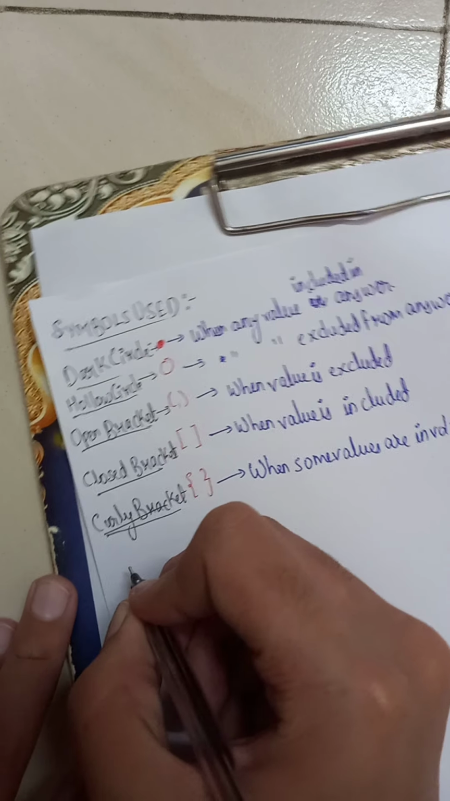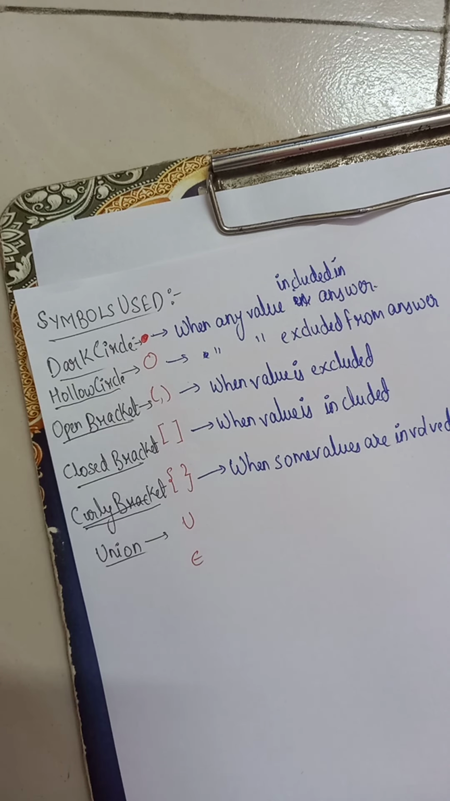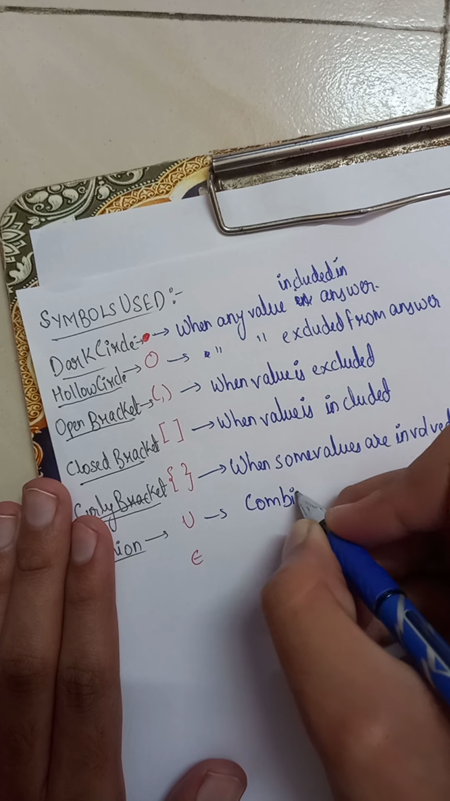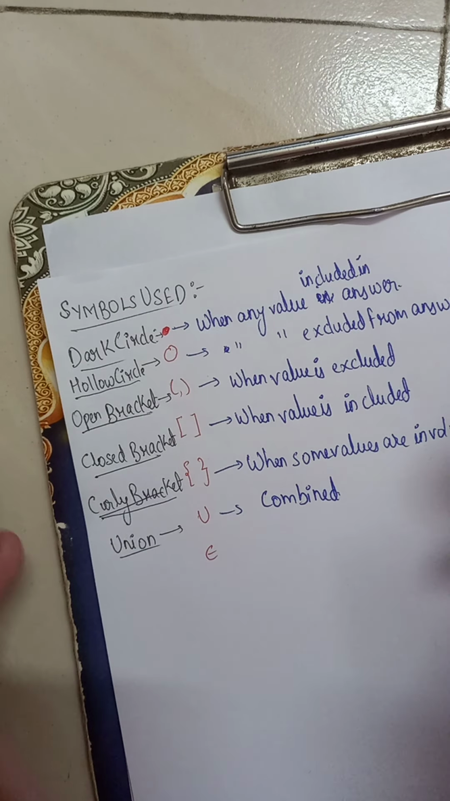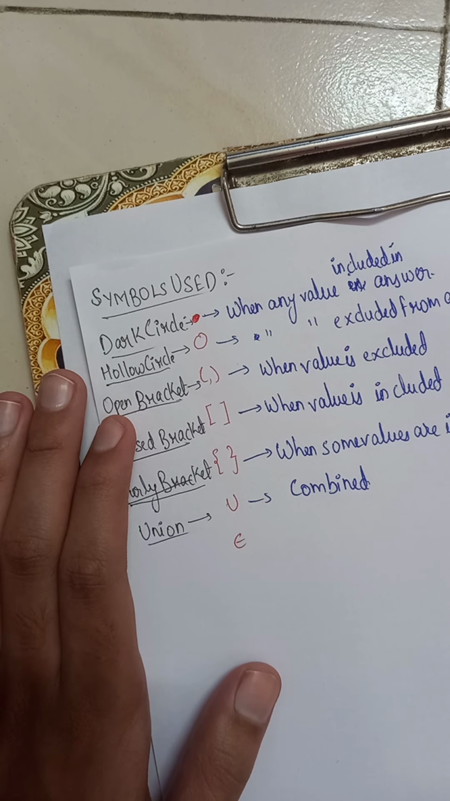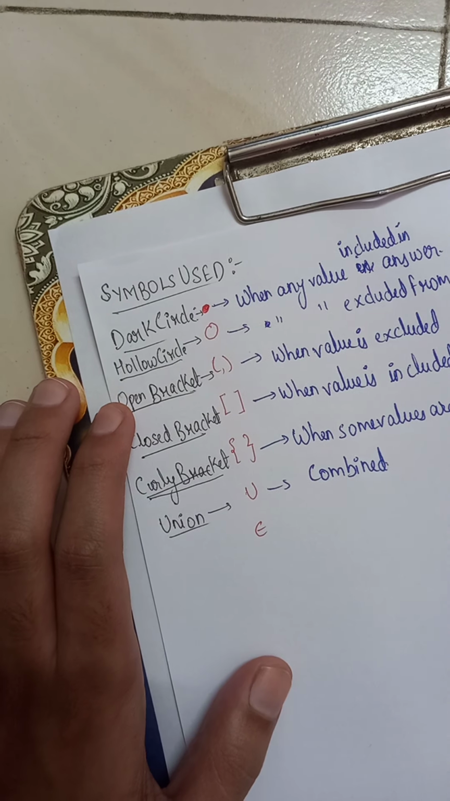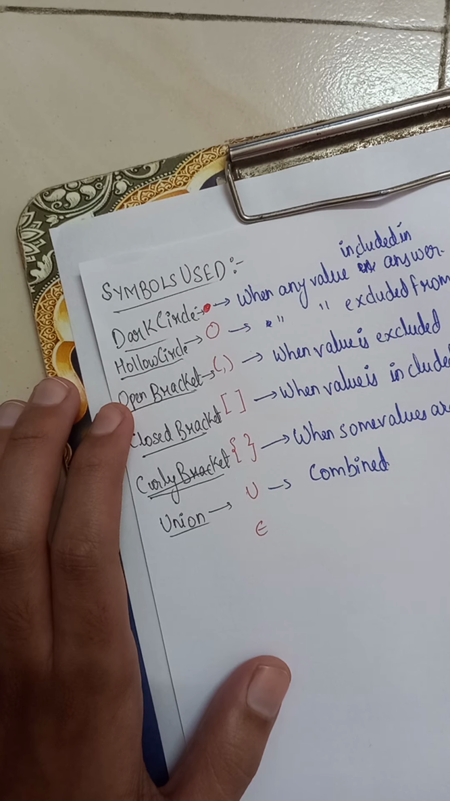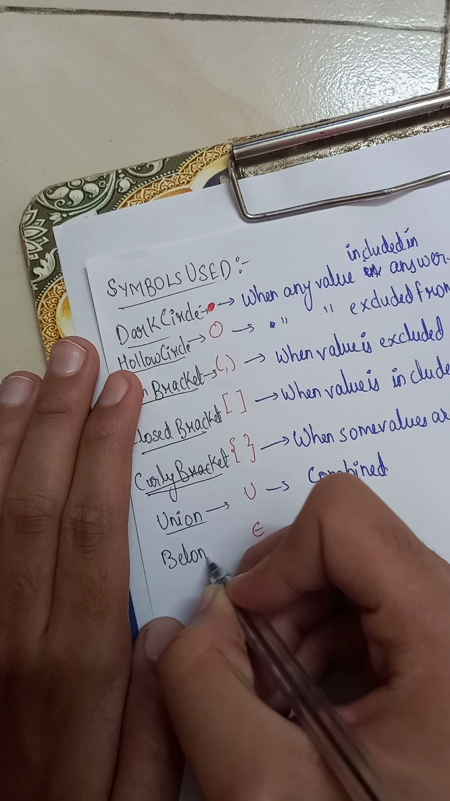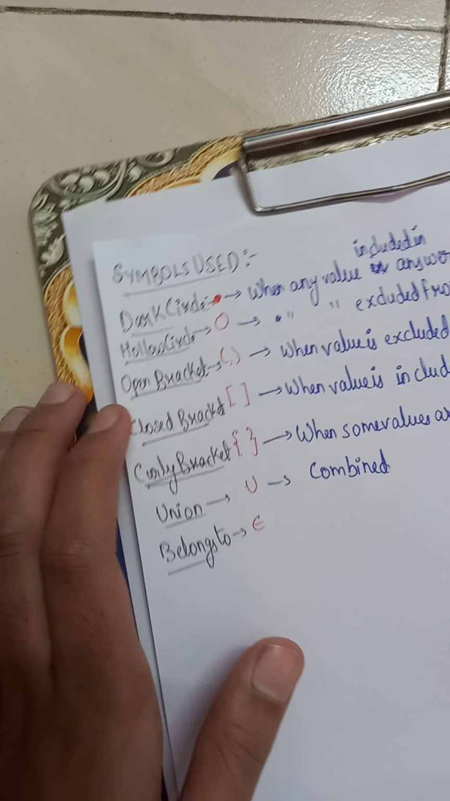Next one is called union. It is like combining. So for example, if you say 2 and 3, we can tell it as 2 union 3. That's combining, like addition. Next, this is called belongs to. This is the symbol which we used yesterday. So these are the symbols which we'll use frequently in due course.